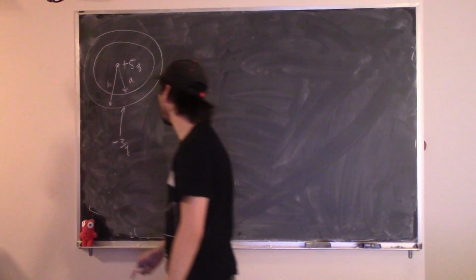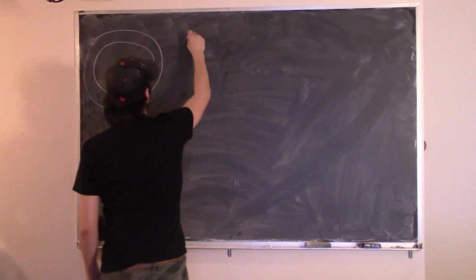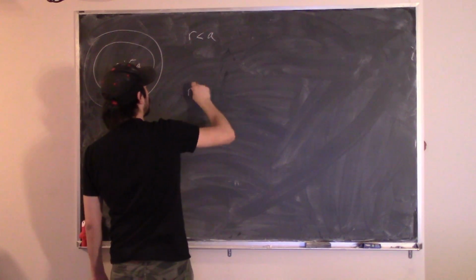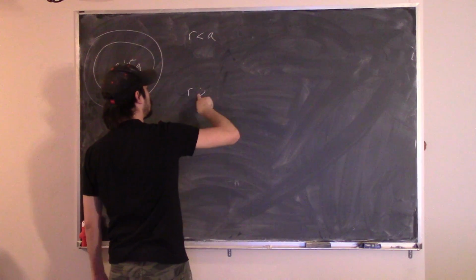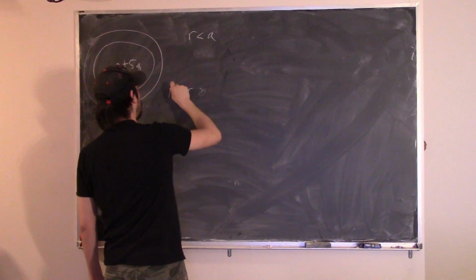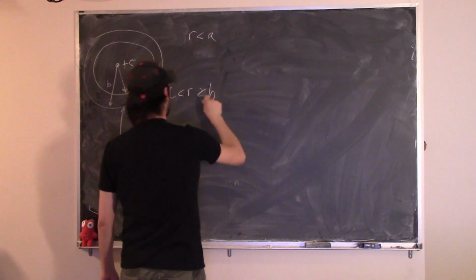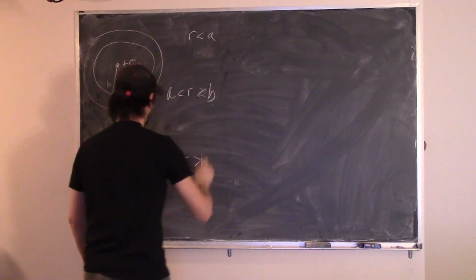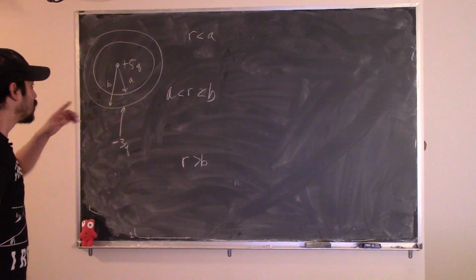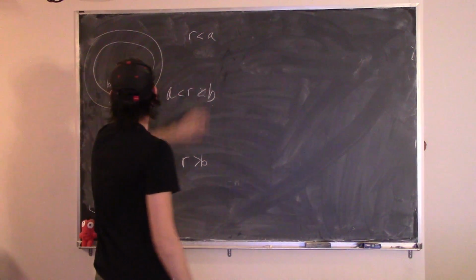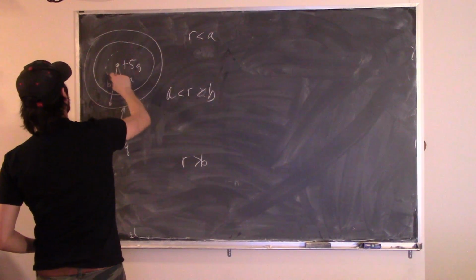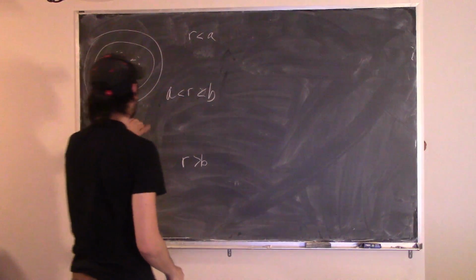So for this one, we're going to have 3 regions. r is going to be less than a, r is greater than a. I always do this backwards. r is greater than a and less than b. And r is greater than b. Okay. So for the region r is less than a, our Gaussian surface is going to look like this.